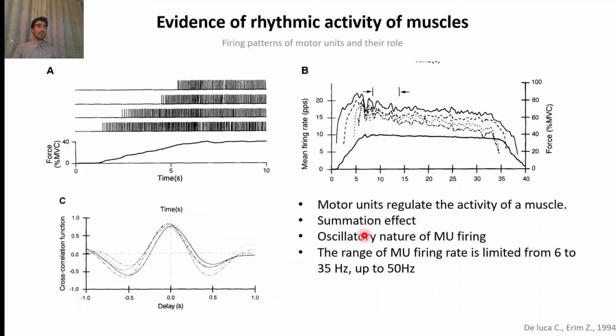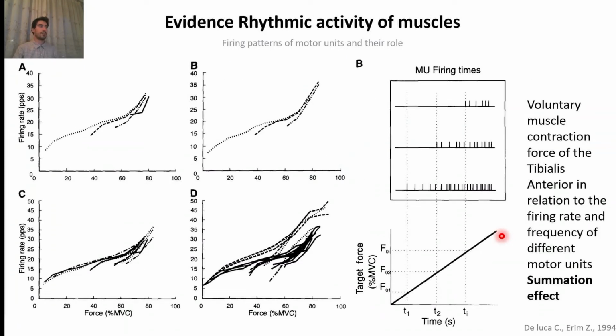Then you can see the oscillatory nature of motor unit firing, which is very interesting, and also it's an explanation why we are in the frequency domain and not in the time domain. Then, of course, what De Luca found is that depending on the force that you give and you want, you have, of course, different firing rates.